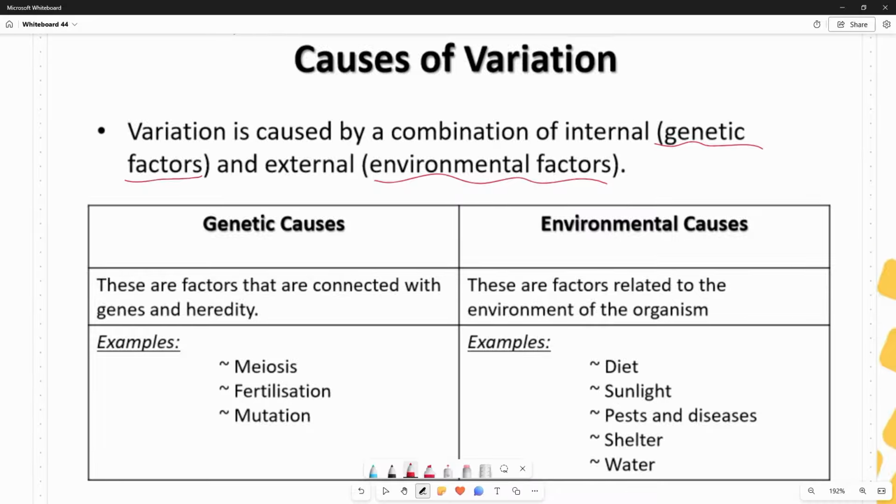Examples here of the genetic causes, we have got meiosis, fertilization, and mutation. So we already know that during meiosis, there's a process of crossing over, which leads to sharing of genetic material. So that causes variation. Fertilization is a chance process. We have got half genetic material coming from the mother, half genetic material coming from the father. Then it forms new variations. Mutation is a sudden change in the genetic material of a cell.